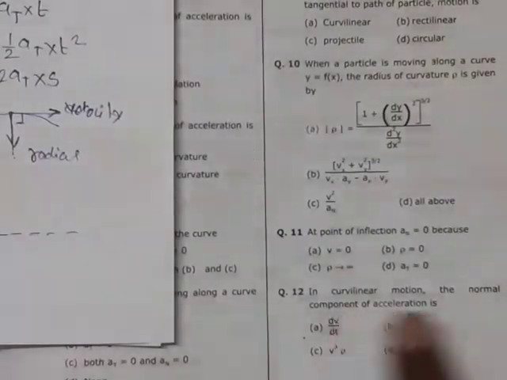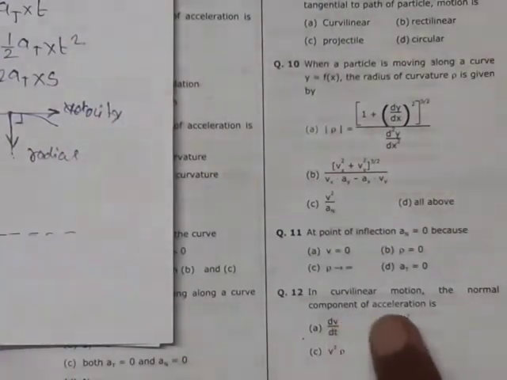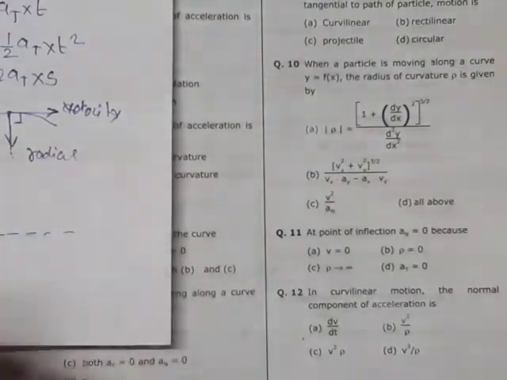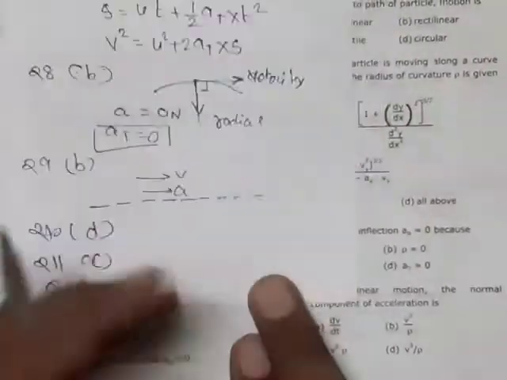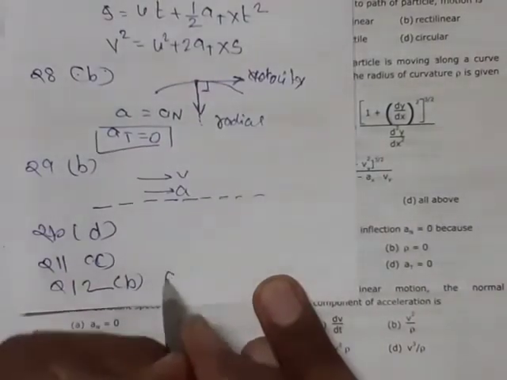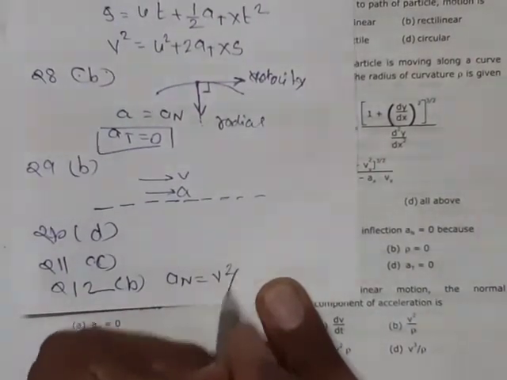Now for question 12. In circular motion, what is the formula for the normal component of acceleration? It is v square by rho. So for question 12, option B is correct, that is an equals v square by rho.